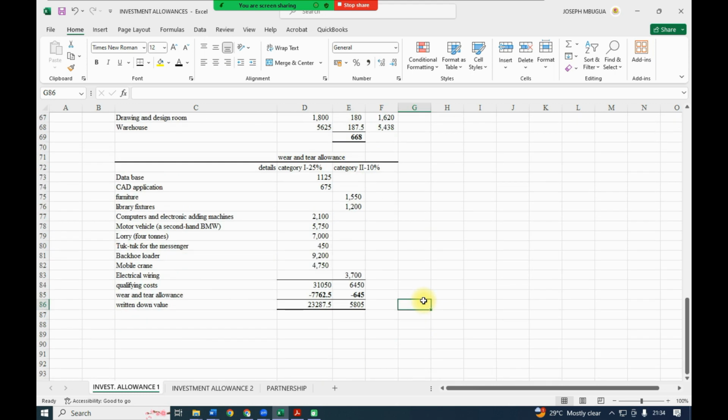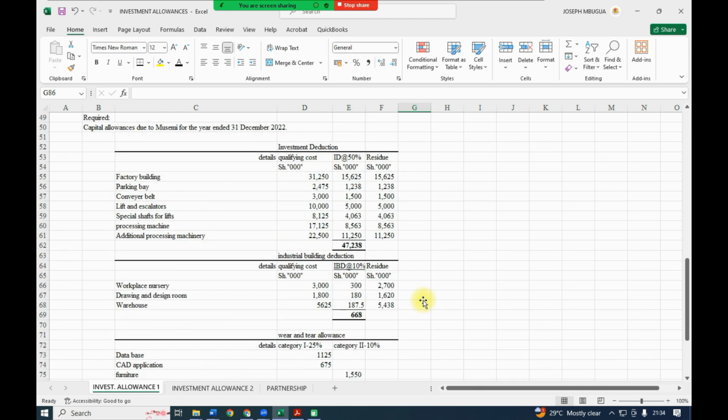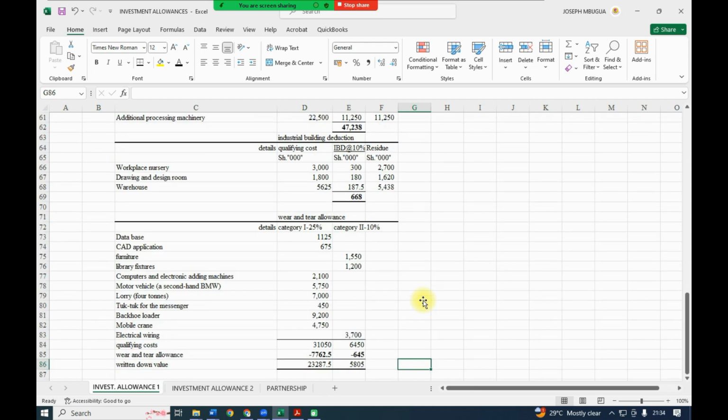So there are questions that you cannot miss your marks on. You can get the maximum number of marks if only you know the items and what they are qualifying for. And we've said the major three: investment deduction, industrial building deduction, and the wear and tear allowance.